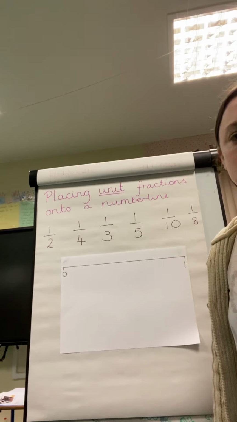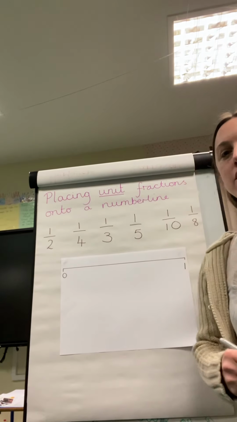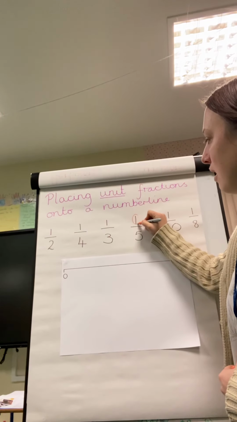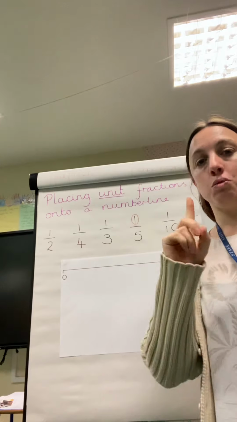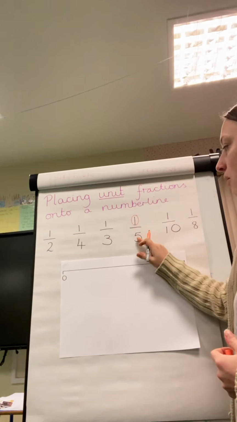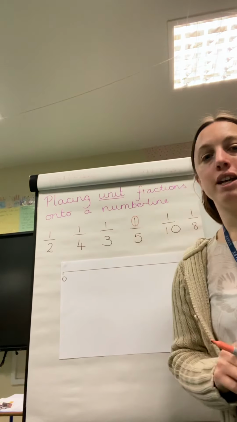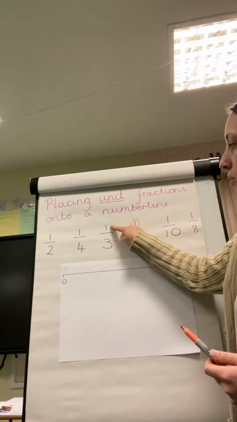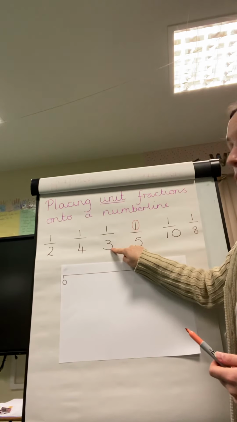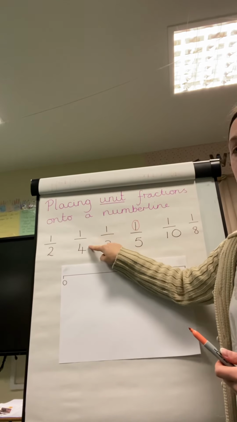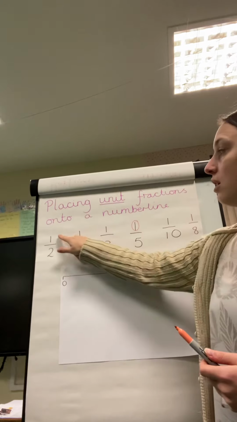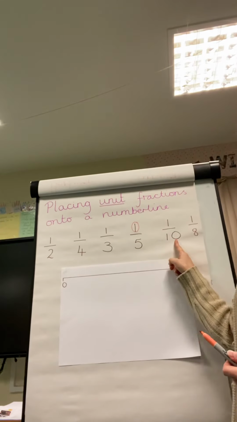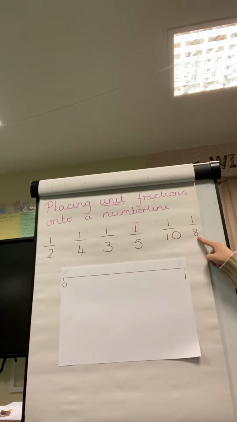Now first of all, what is a unit fraction? A unit fraction is when the numerator is 1, so it's 1 part out of however many the denominator is showing. So this one would be 1 part out of 5 or 1/5, 1 part out of 3, 1/3, 1 part out of 4 or 1/4, 1 part out of 2 or 1/2, 1 part out of 10 or 1/10, 1 part out of 8.